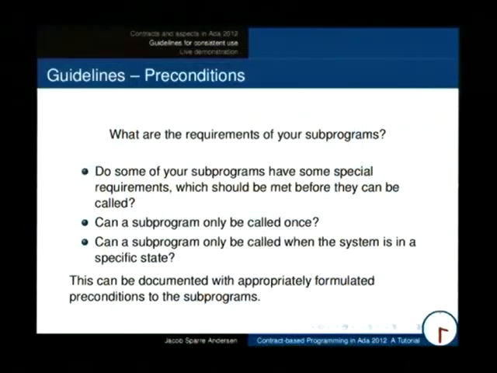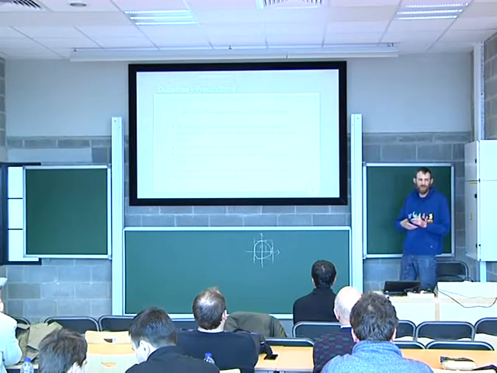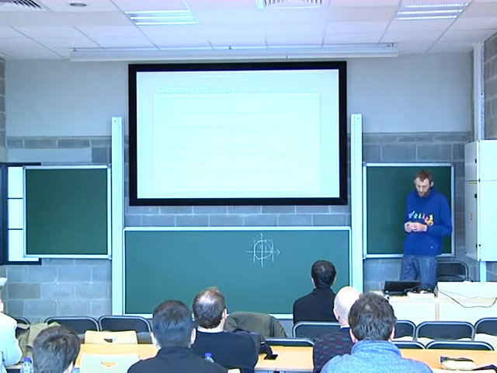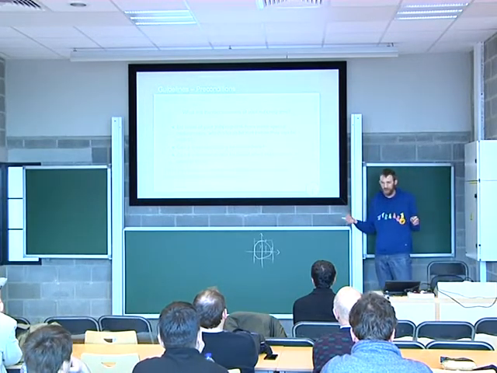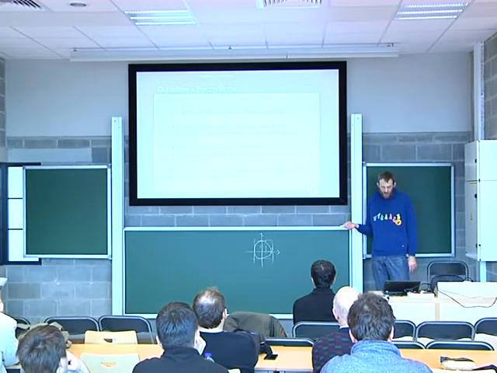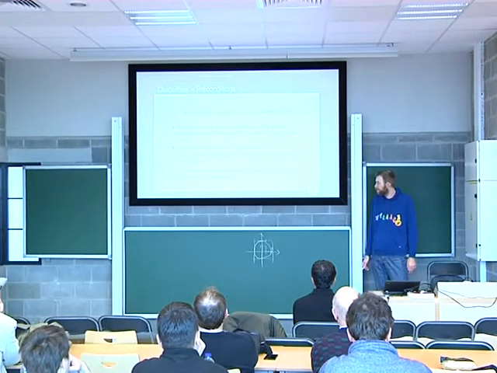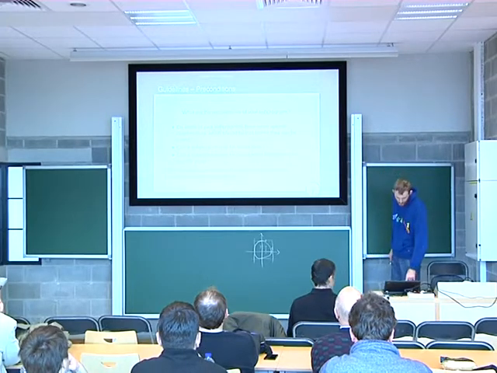So that was the first step with our subprograms, looking at the arguments. The next step, that's what are the requirements of our subprograms? Which preconditions do we have? Are there any special requirements which should be in place before we call a subprogram? Can a subprogram only be called once in the whole run of the application? Can it only be called when the application is in a specific state? And this is what we can document as preconditions to the subprogram.